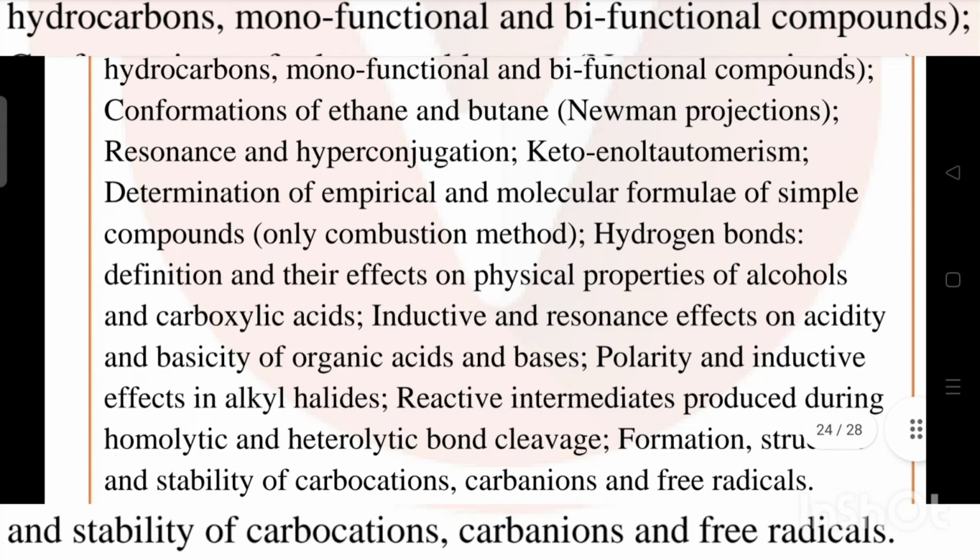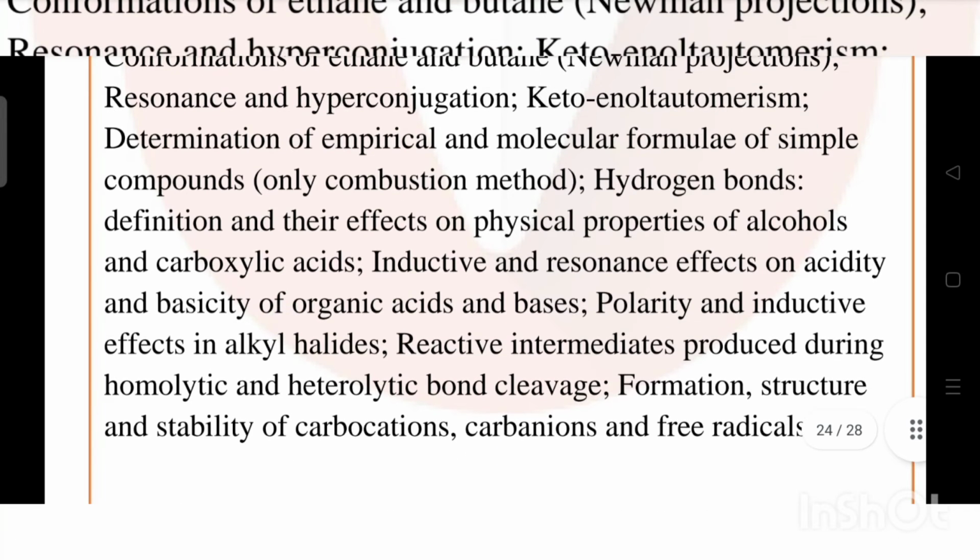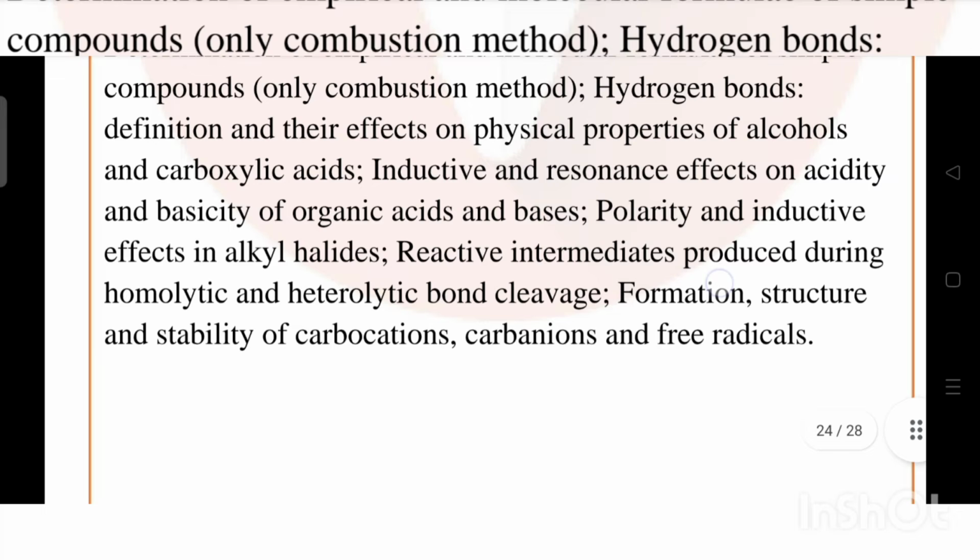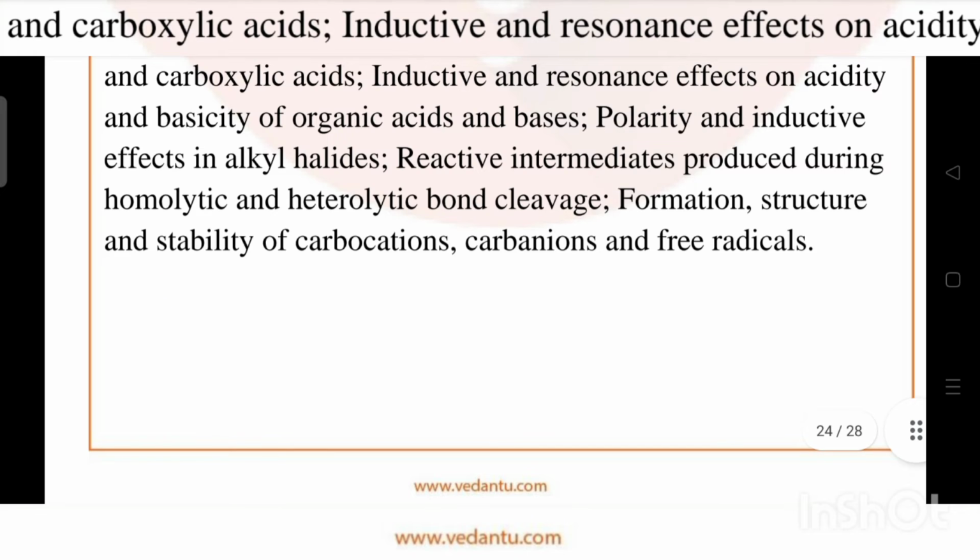Keto-enol tautomerism, determination of empirical and molecular formula of simple compounds, only combustion method, hydrogen bonds, definition and their effects on physical properties of alcohol and carboxylic acid, inductive effect and resonance effect on acidity and basicity of organic acids and bases, polarity and inductive effect in alkyl halides, reaction intermediates produced during homolytic and heterolytic bond cleavage, formation, structure and stability of carbocations, carbanions and free radicals.